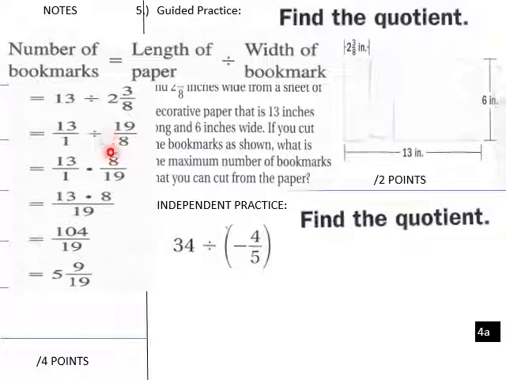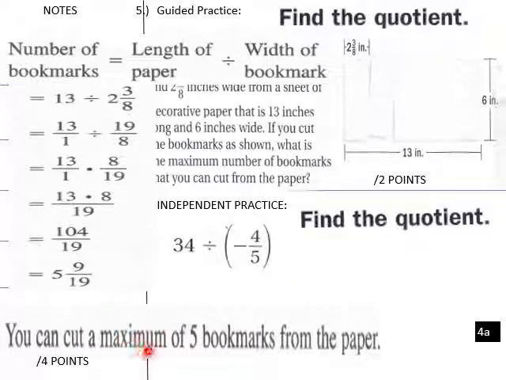And remember, invert and multiply is the rule for dividing by a fraction. So we flip this and then we multiply straight across. 13 times 8 would be 104, and 1 times 19 would be 19. Then 19 will go into 104 5 times with a remainder of 9 over 19. So we get 5 and 9/19 bookmarks. Not quite 6, so we would get 5 though, would be your answer. You can cut a maximum of 5 bookmarks from the paper.